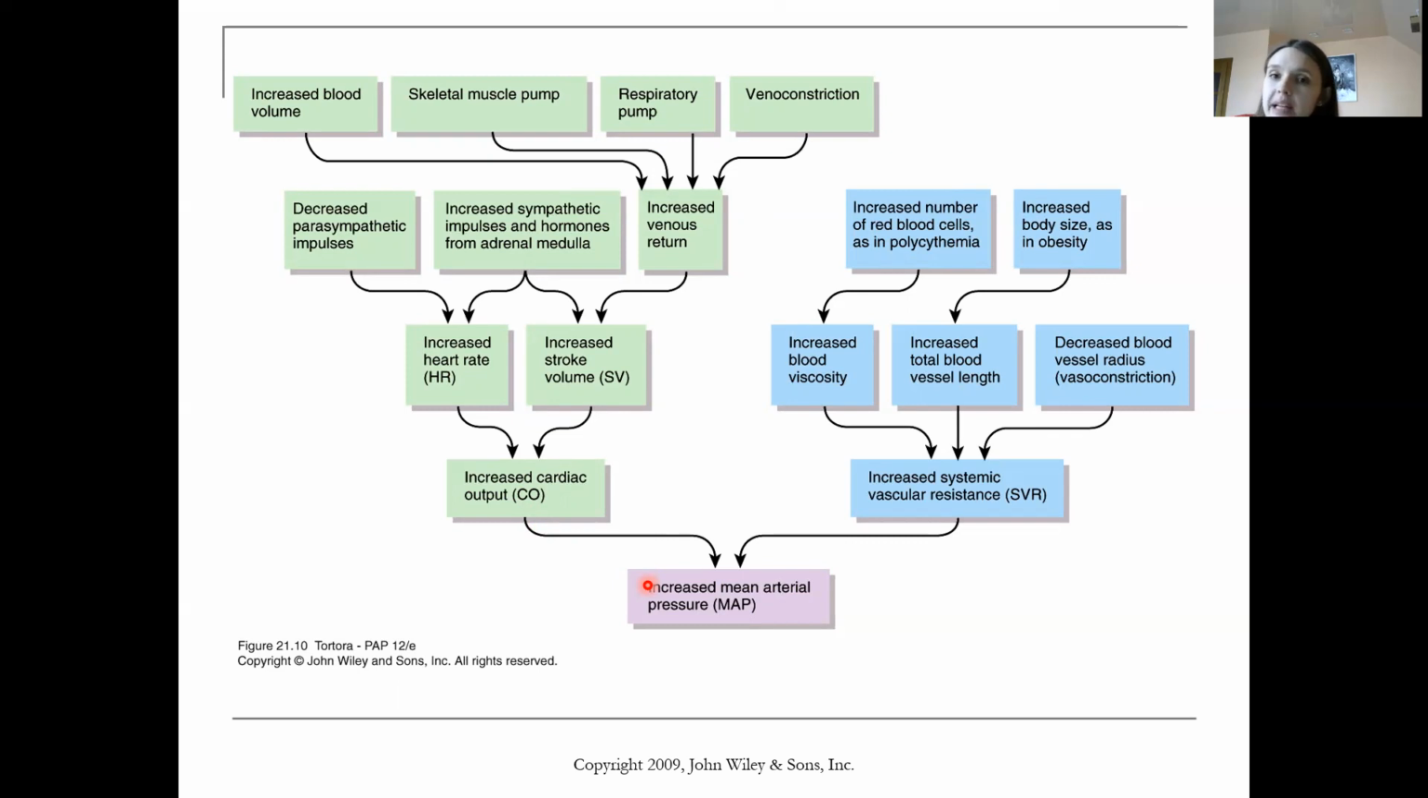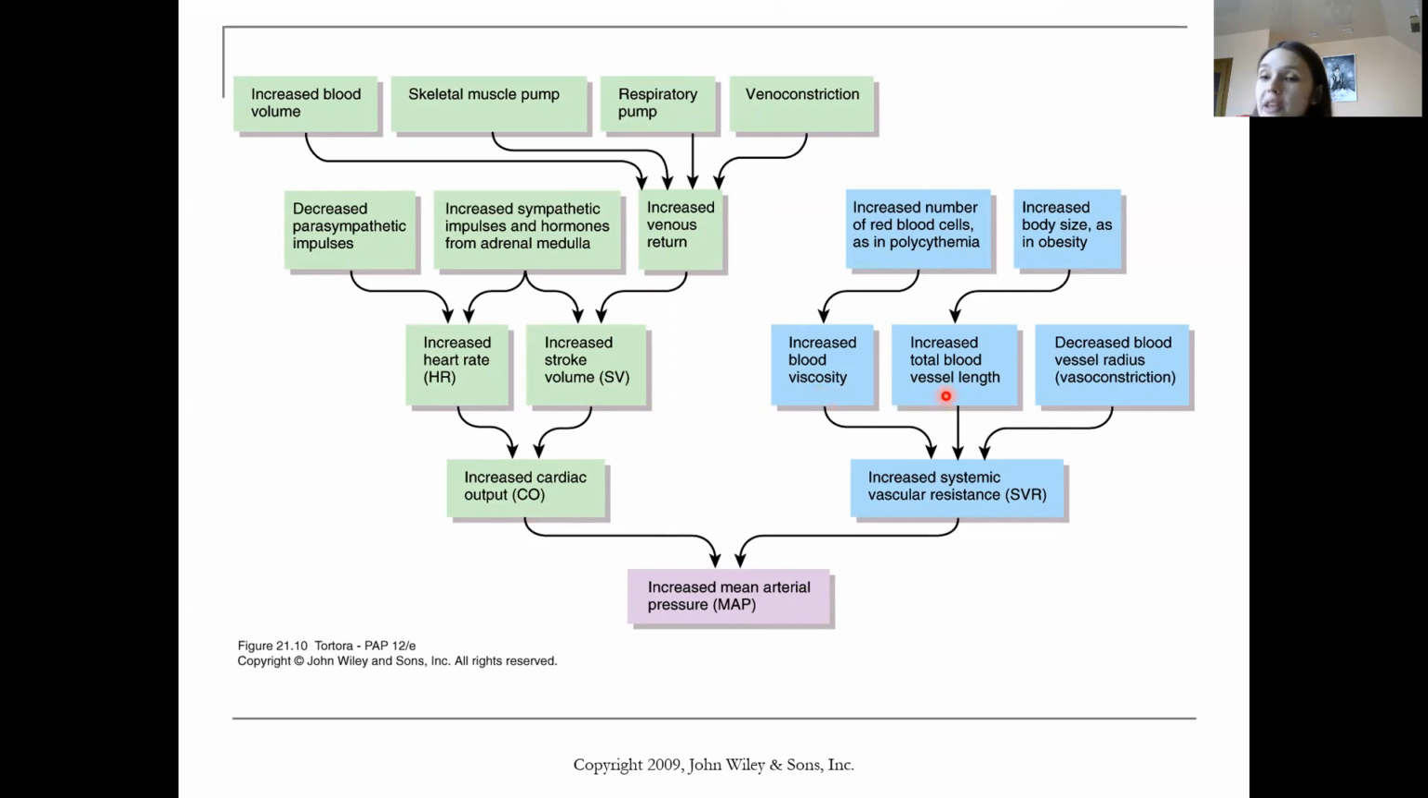Another mechanism by which we can increase mean arterial pressure, not only through the function of the heart but also through systemic vascular resistance. Systemic vascular resistance could increase when we have high blood viscosity. This situation could happen when the ratio of red blood cells is bigger than the plasma, in conditions like polycythemia. Also, increased total blood vessel length.